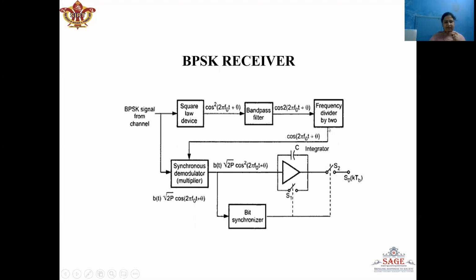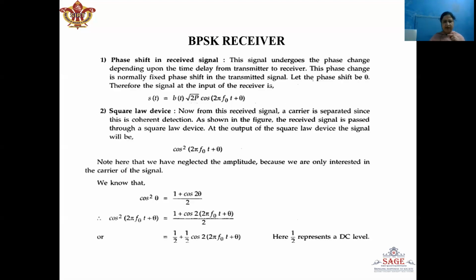First, here we will have a carrier recovery circuit in which the synchronous carrier is generated by using the modulated signal. For generating a synchronous carrier signal, the modulated signal is transmitted through a square law device, which will give output cos squared (2 pi f naught t plus theta). Now, cos squared theta, when represented by using a trigonometric expression, is given by (1 plus cos 2 theta) divided by 2.